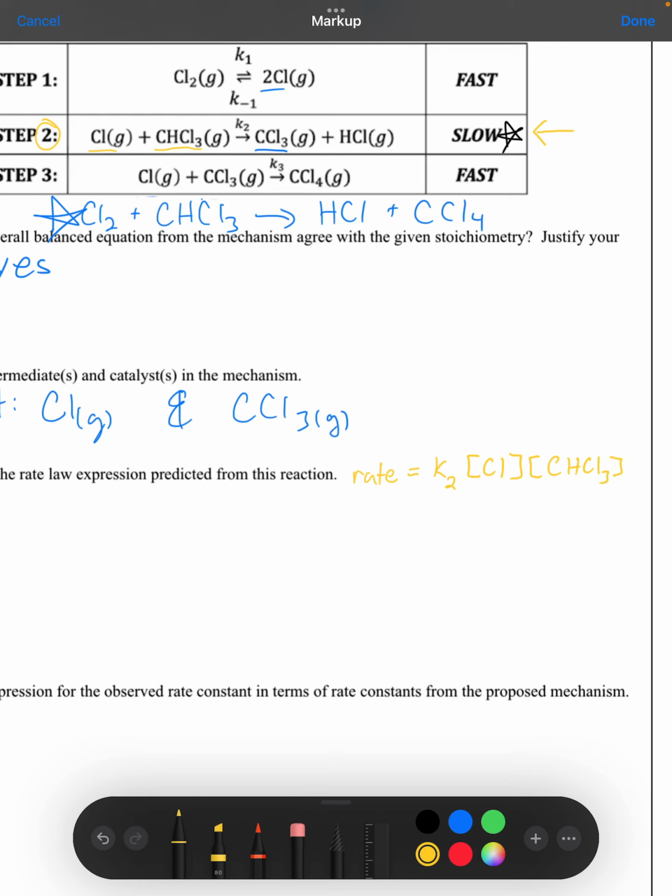All right, and I'm going to put a little star above chlorine because chlorine is the intermediate that we cannot have in that rate law. So that is the thing that we are going to use our fast equilibrium step, recognized by that double-pronged arrow, to get rid of.